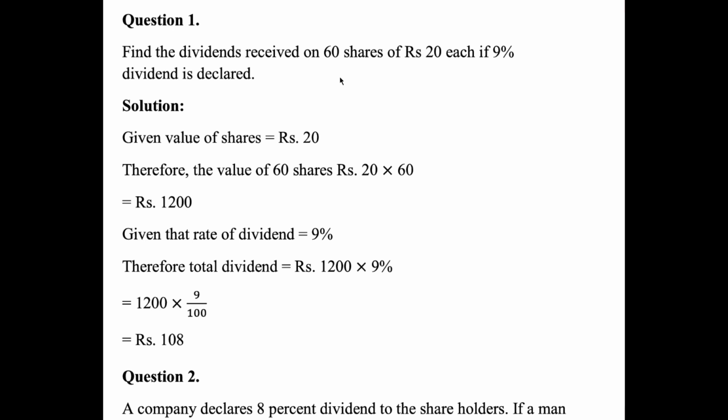So what is the total value of the 60 shares? 60 into 20 is equal to rupees 1200. Rate of dividend is 9%. So what will be the amount of the total dividend? 1200 into 9%, that comes to 108, that is rupees 108.